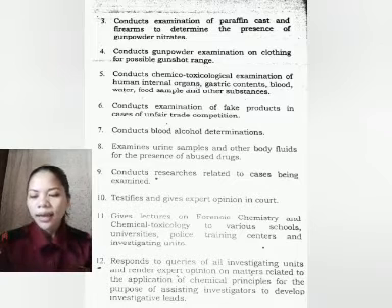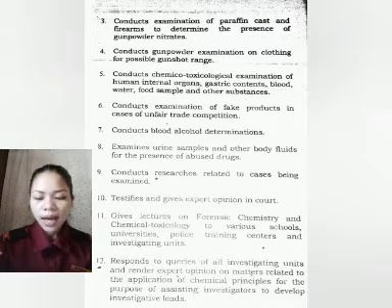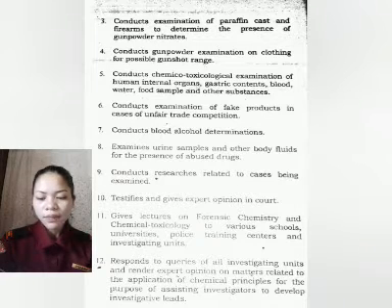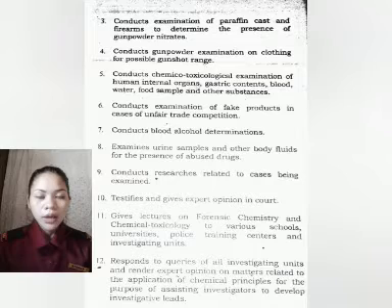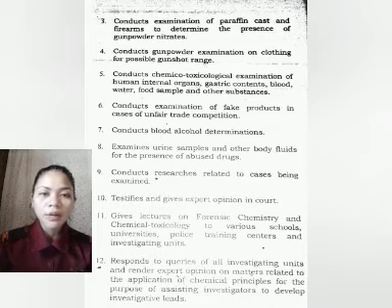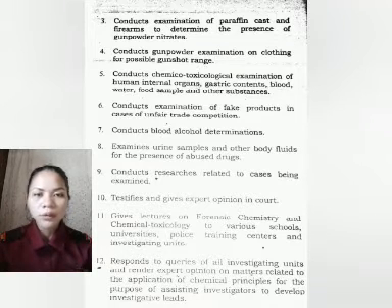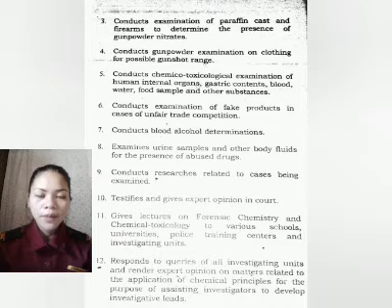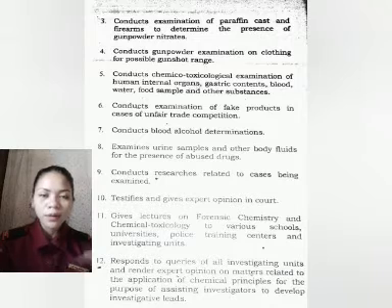And then number 8, examines urine samples and other fluids for the presence of abused drugs. So if we say urine, that is ihi in Bisaya. So there are also examinations for our urine sample and those other fluids in our body. It will be examined also to identify if there is drug abuse happening while investigating. So that will help also to resolve the problem and to determine if there are drugs.